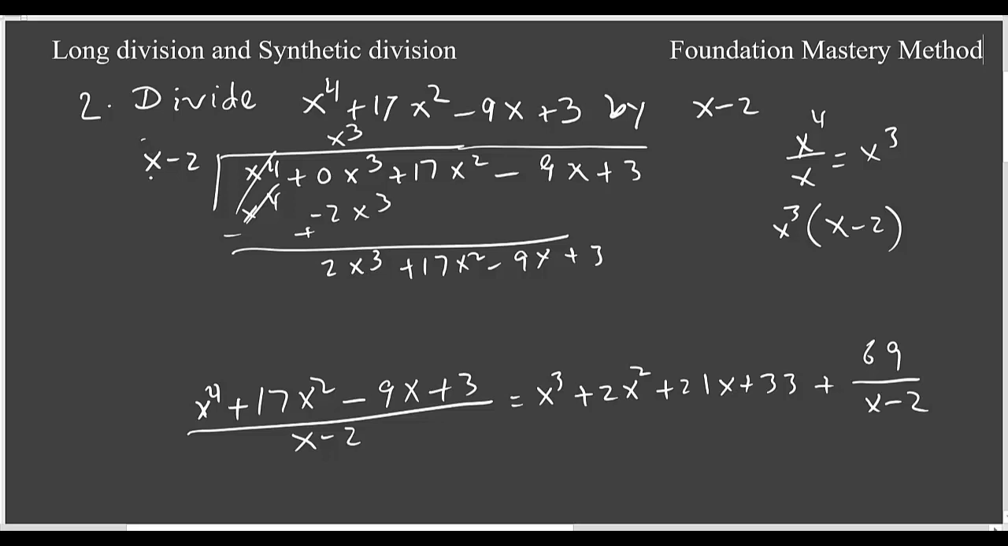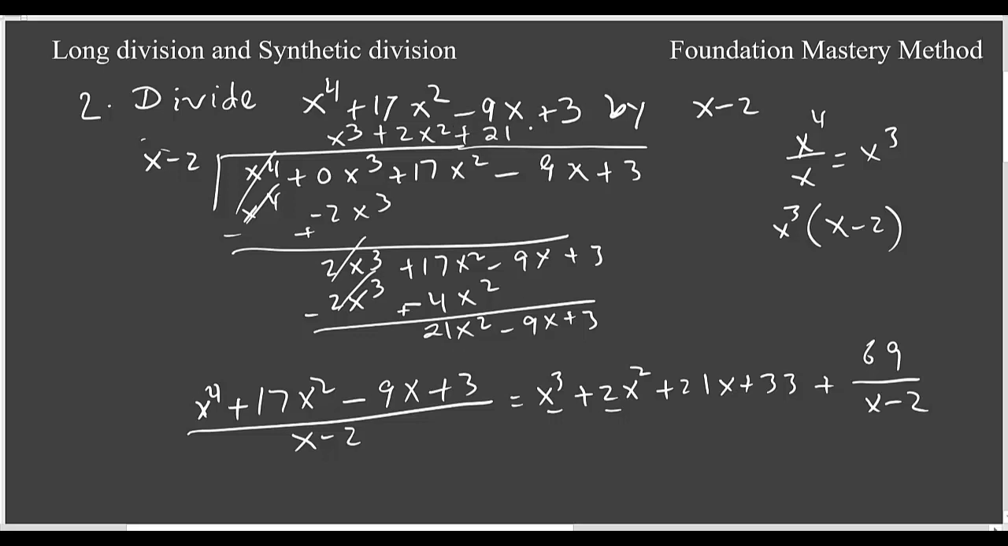Now this is the first term, this is the first term. So when you divide this by this, you get 2x squared. Right here, 2x squared. When you distribute, you get 2x to the 3 minus 4x squared. And then change sign, this will cancel out. So you get 21x squared minus 9x plus 3. And you can see these terms are coming now: x to the 3, x to the 3, 2x squared, 2x squared, and then next for sure will come out 21x.